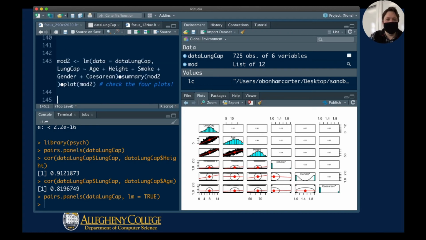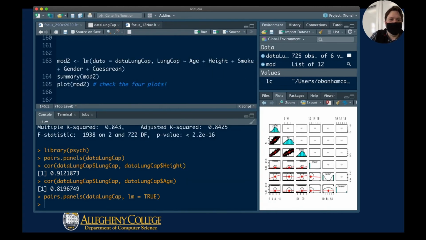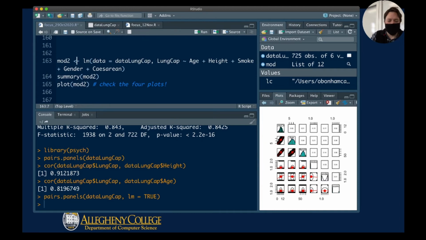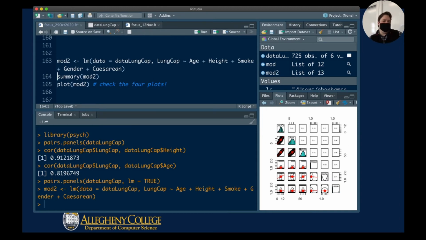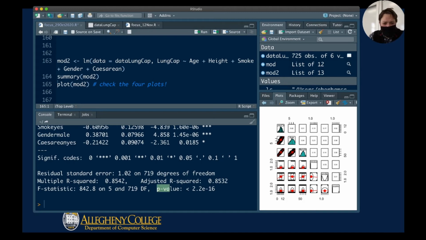I'll just dump everything in. Let me minimize this so I can get everything on one line. I'm making mod 2, which is my model. I'm going to look at my summary. I can see that it's still significant.